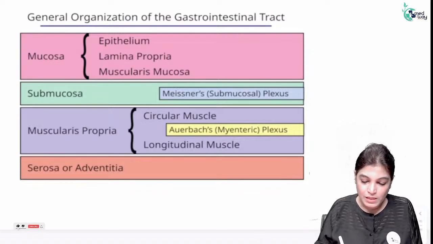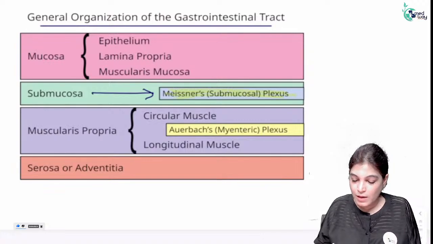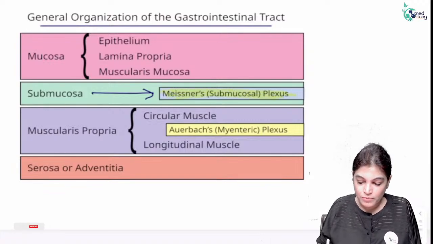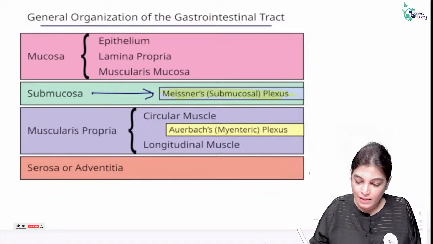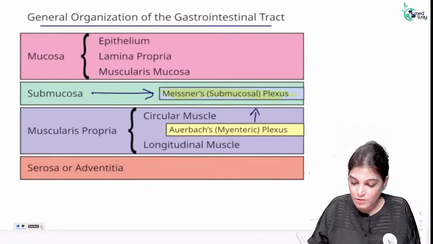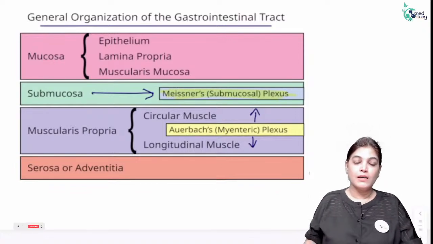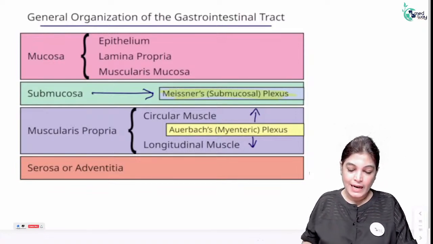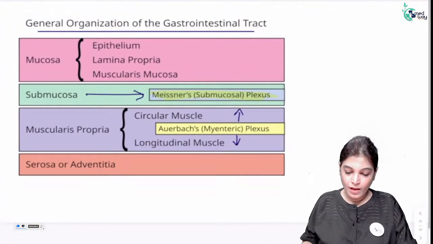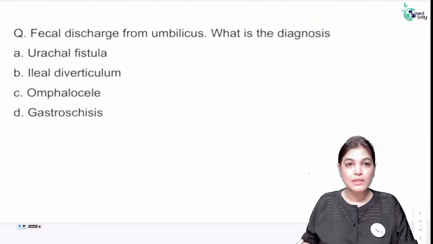As you can see, I told you Meissner's or the submucosal nerve plexus lies in the submucosa layer, and the exact location of the myenteric nerve plexus is between the two layers, that is, the circular and longitudinal coats of the muscle layer. So that is the right answer. Now let's proceed to the next question.